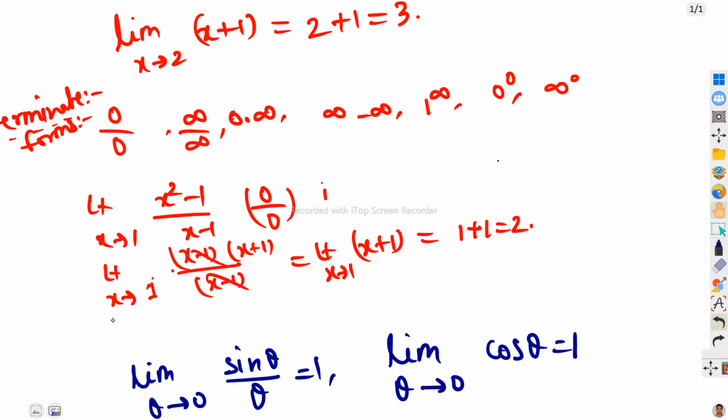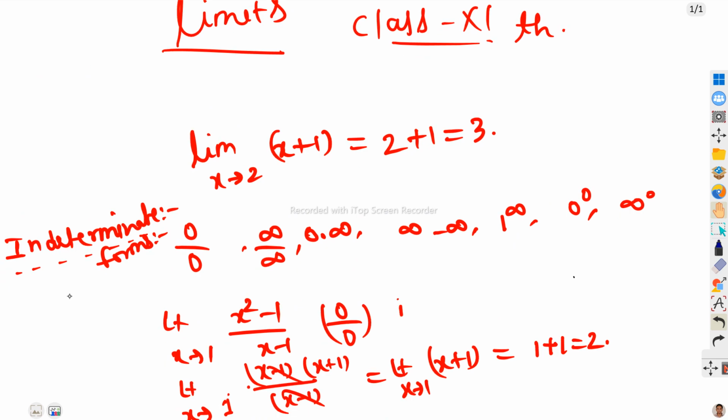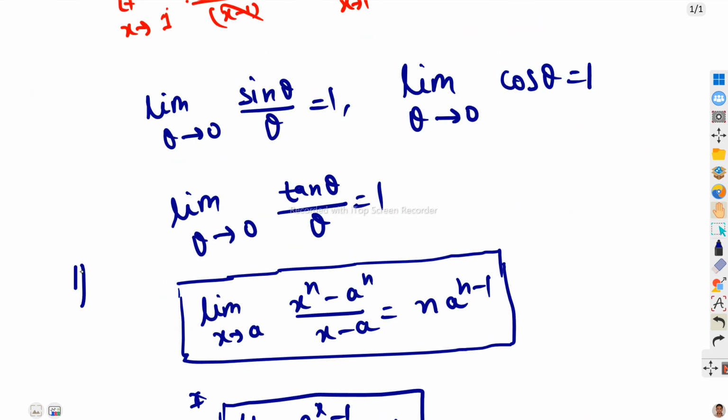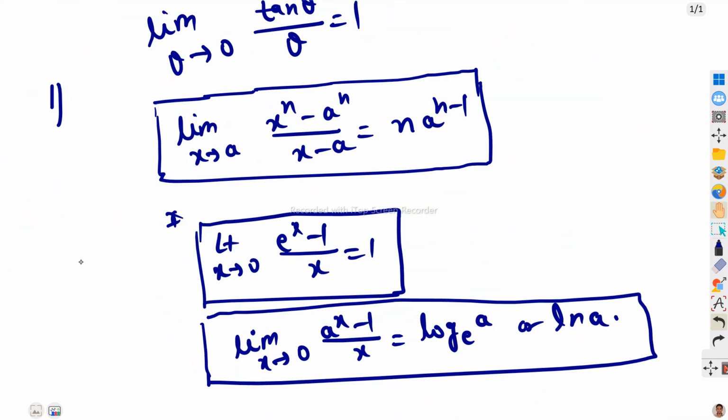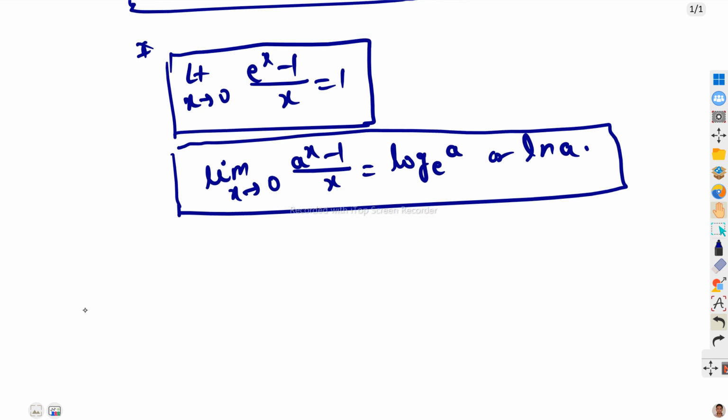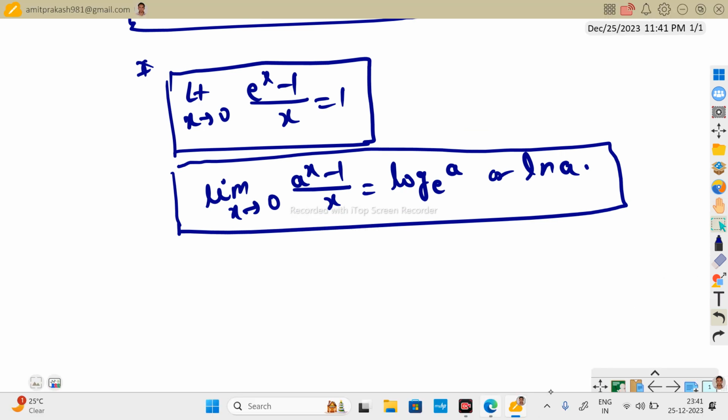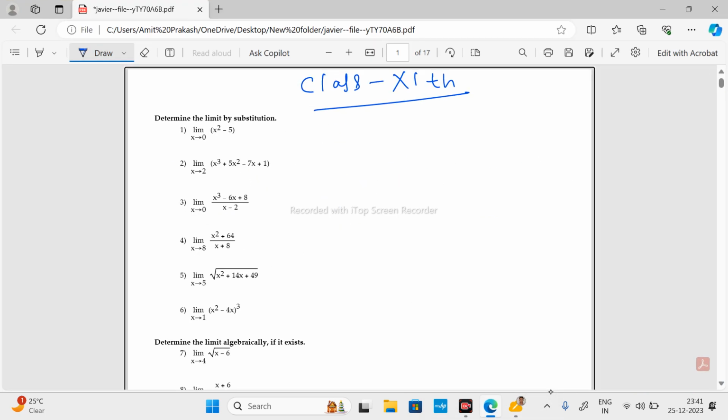So we have seen that we have some important formulas in this video. Again, we are going to solve some problems on the basis of these formulas. This video is useful for class 11th. So the first problem is limit x tends to 0 of x square minus 5.